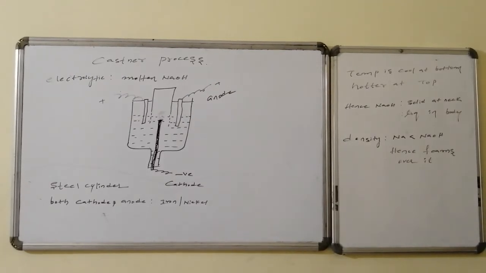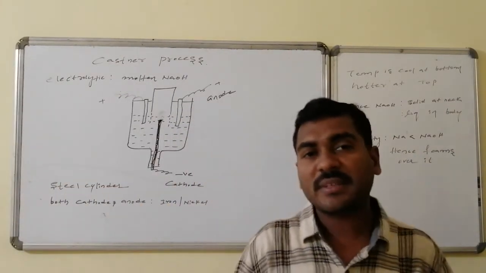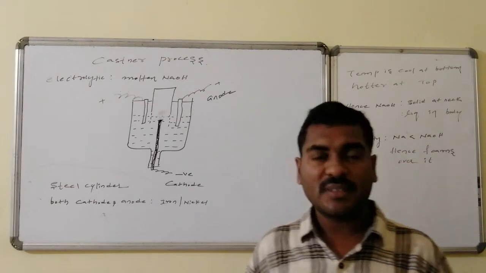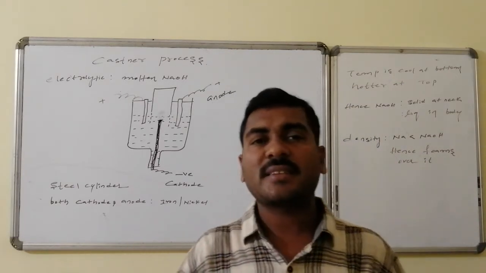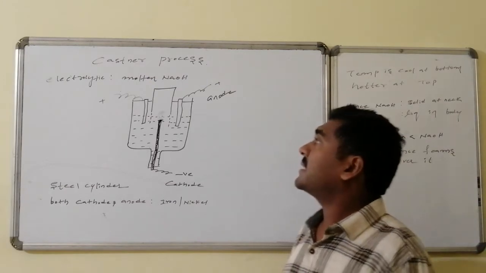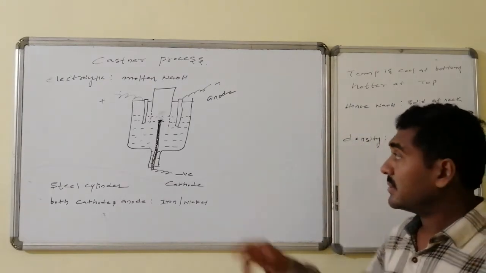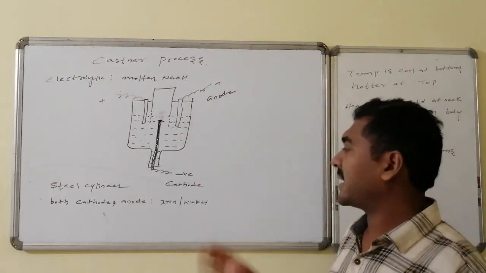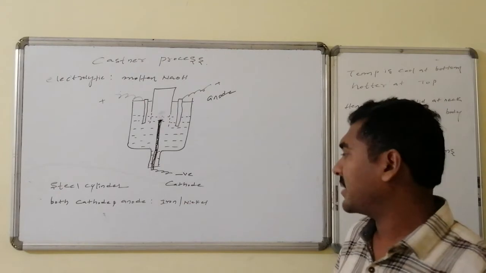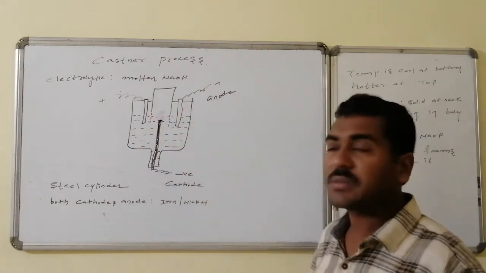The second process in which sodium is extracted or prepared is the Castner process, which is different from the Castner-Kellner process. There is a big difference. In this, the electrolyte is molten sodium hydroxide. This is the complete steel cylinder. Both anode and cathode are made of either iron or nickel. This is the cathode and these two are the anodes.